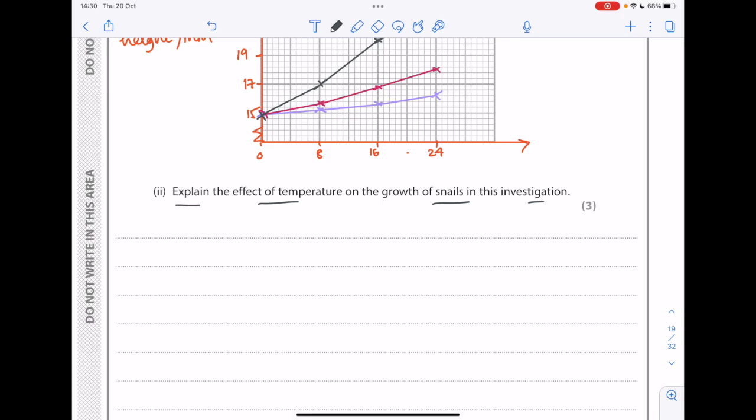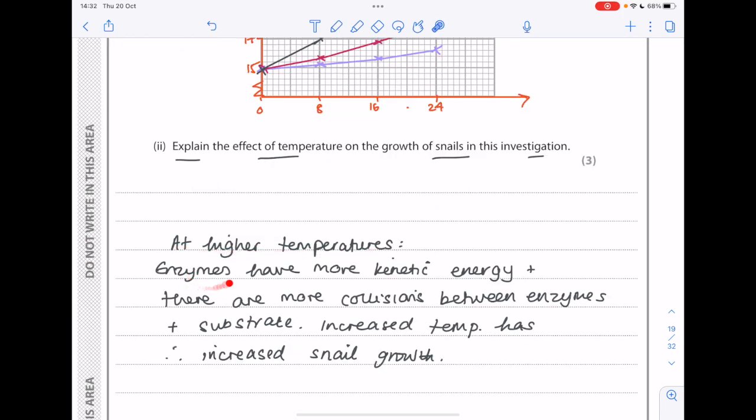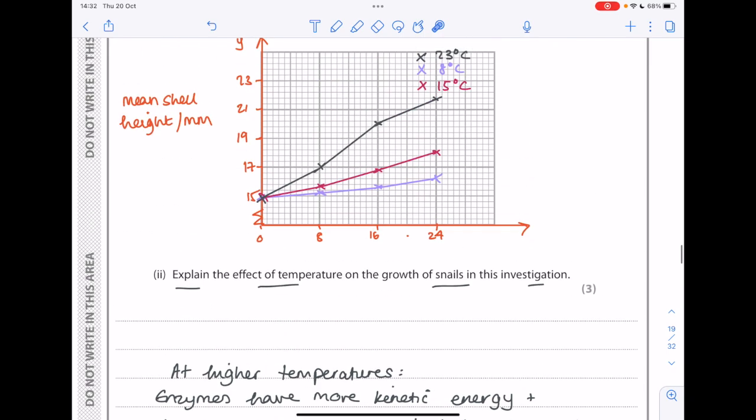So why does a higher temperature mean that the snails grow faster? At higher temperatures, the enzymes involved in all the chemical reactions that take place inside the snail have more kinetic energy, meaning that there are more collisions between those enzymes and their substrate molecules, so more reactions will be catalyzed. Therefore, as a result we can say that increased temperature has increased snail growth, which we can see if we look at the growth of the snail at the 23 degrees mark versus 15.